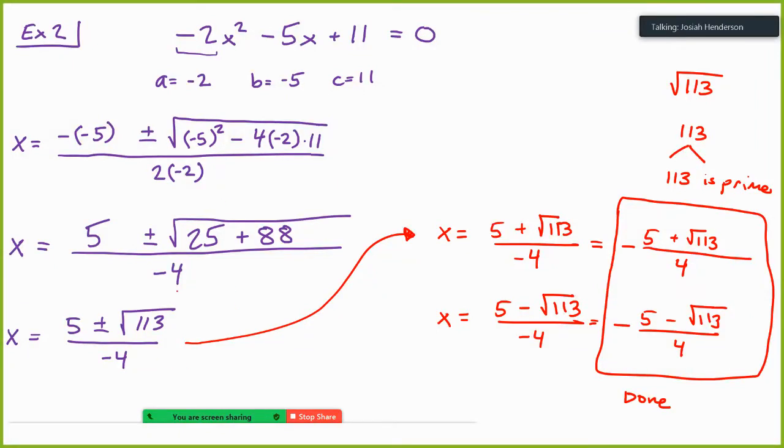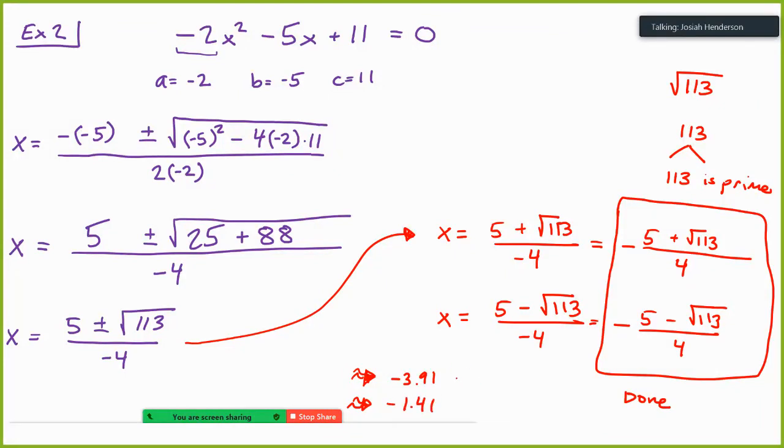So this first solution is roughly, because I'm rounding a decimal, so it's not precise, but it's approximate, negative 3.91. And the other one, square root of 113. And this time it's 5 minus, and then it's divided by 4. Okay, and the other one is negative 1.41.